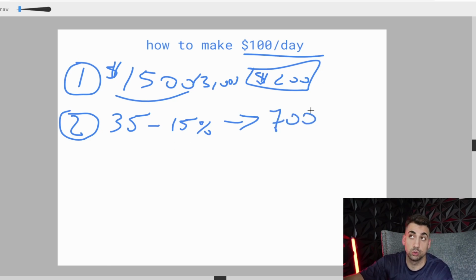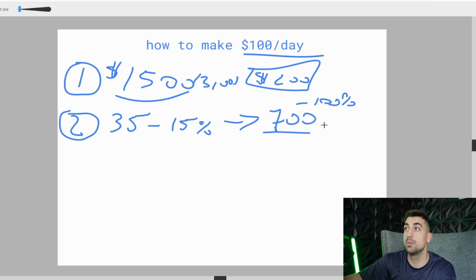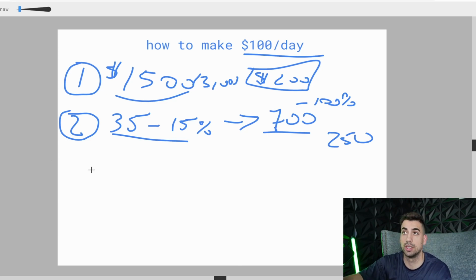That doesn't mean you're going to lose all 100%. You're not going to go minus 100% here. But I do mean you're going to have to put in $700. The risk on that $700 should probably more than likely be $200 to $250 max, but that's what you're going to be putting in every single trade.